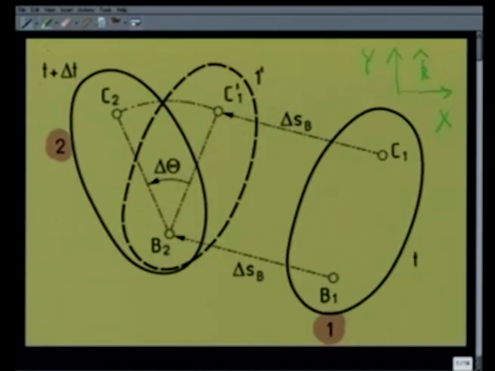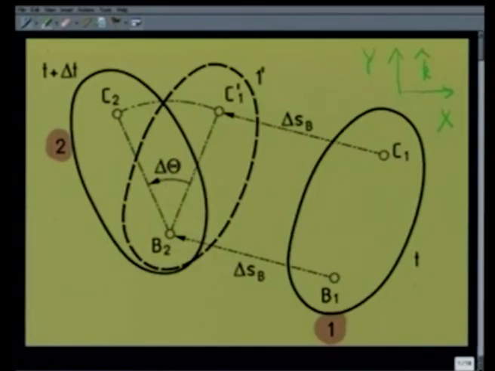So, what we see that the line B1 C1 has come to the position B2 C2. So, the line B1 C1 has moved and also rotated and occupied the position B2 C2. So, if I draw B2 C1 prime, which is parallel to B1 C1, and then we can see the rotation of this line B1 C1 during this time delta t is given by delta theta.